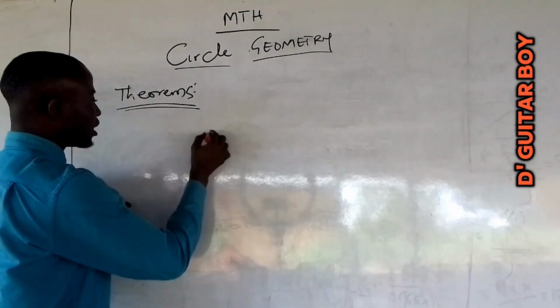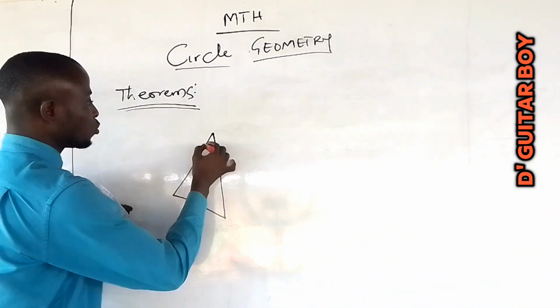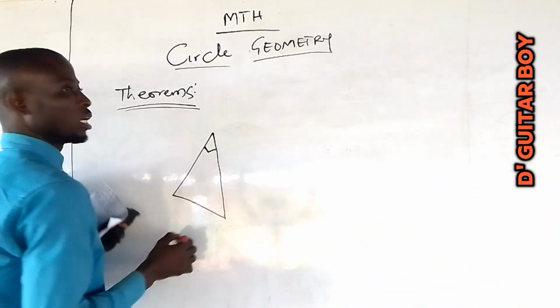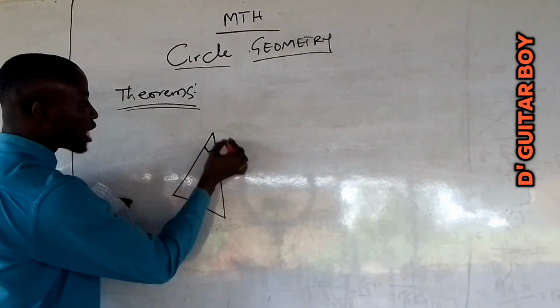Even if I draw something like this, and I put this line here, you know that this angle is a right angle. Why? Because of this sign here.